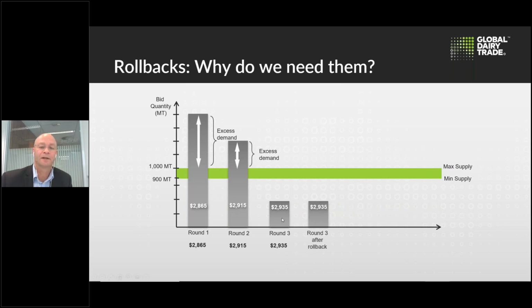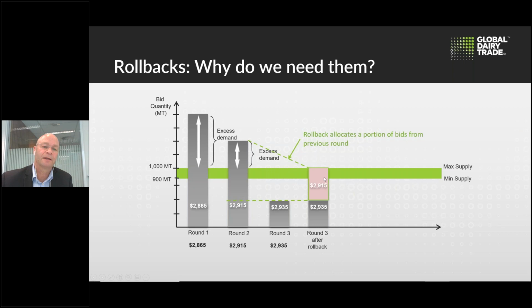The first stage is to take the bids that were submitted in the most recent round at the price of $29.35, put them in the first part of the bid stack, and then go back to the previous round and look at the bids that were bid at the lower price of $29.15, and take a portion of those bids until the demand or the bid stack gets up to the maximum supply. So the seller will have sold the full amount if it ends at that point.